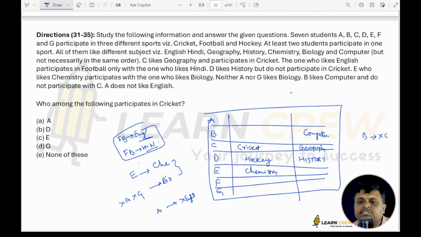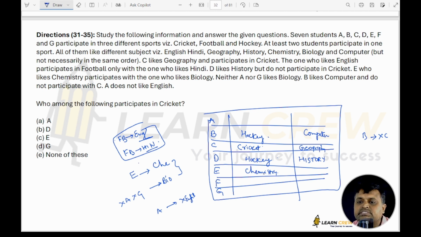Neither A nor G likes biology. B likes computers, and B does not participate with C. B not participating with C means B is also not liking cricket. B is also not participating in cricket, so B is participating in hockey.